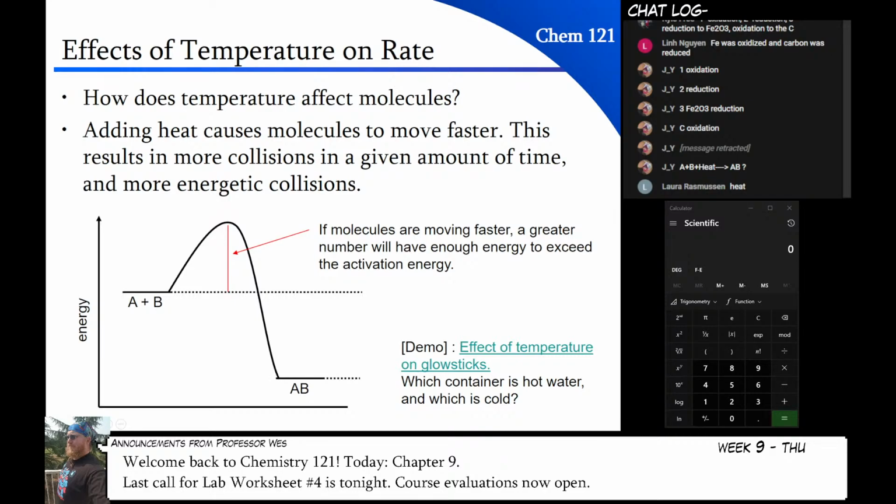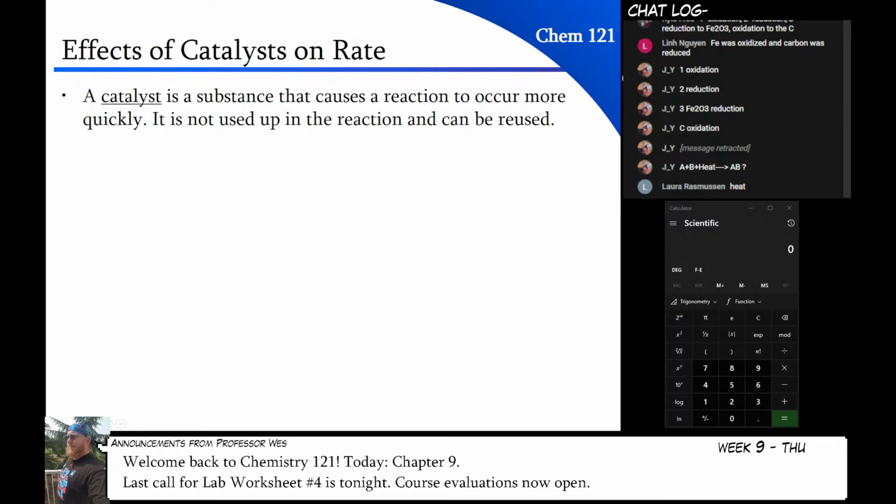All right, the last thing that we're going to talk about is the catalyst. A catalyst is a substance that causes a reaction to occur at an accelerated rate. But, very importantly, it does that and more. The great thing about a catalyst is that catalysts are not used up. They can be reused. A catalyst is not a reactant. It is simply an opportunity for a reaction to pursue a different chemical pathway.